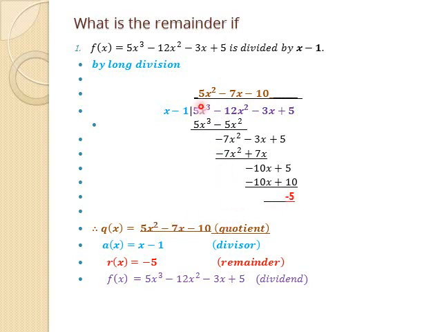Right, so my quotient is 5x squared minus 7x minus 10. My divisor was x minus 1. My remainder is negative 5. And the original equation is my dividend. Right, now let's look at shorter ways of doing this.